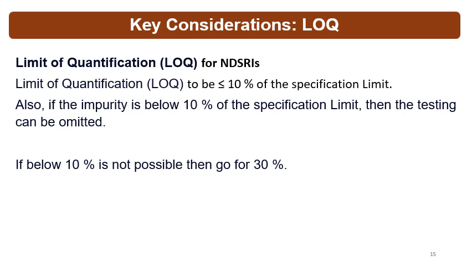Another is the LOQ. As the limit for nitrosamine impurities is very stringent, LOQ becomes very important, and the limit of quantitation should be below or equal to 10% of the specification limit. Also, if the impurity is below 10% of the specification limit, then the testing can be omitted. So you can link this with skip testing or routine testing or omission of the testing. Then if below 10% is not possible, then try to get it below 30% of the AI limit, so that you will get the skip testing criteria in your product. So this is regarding the LOQ.